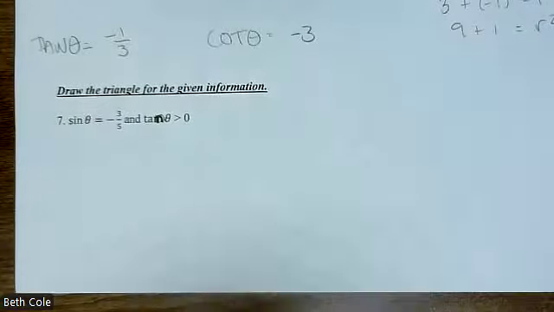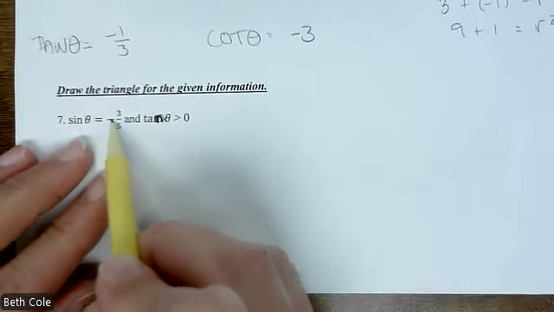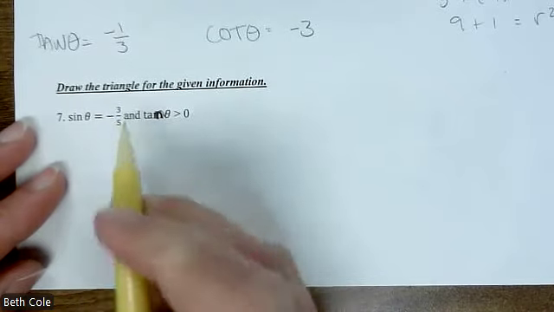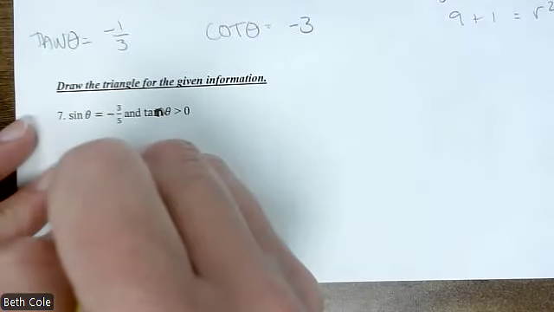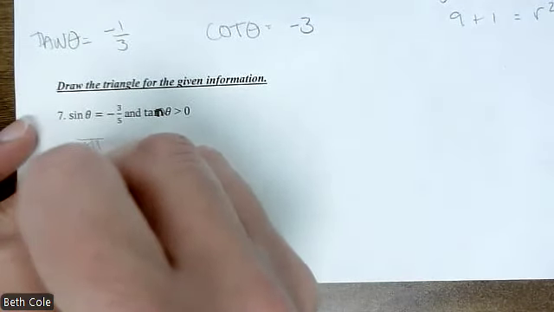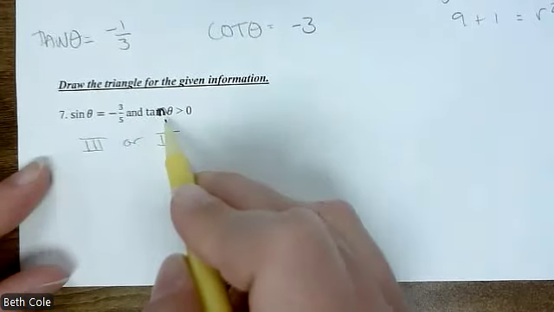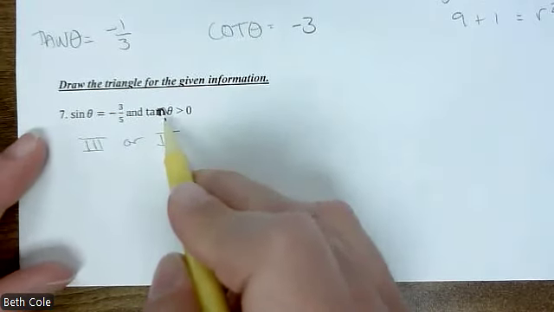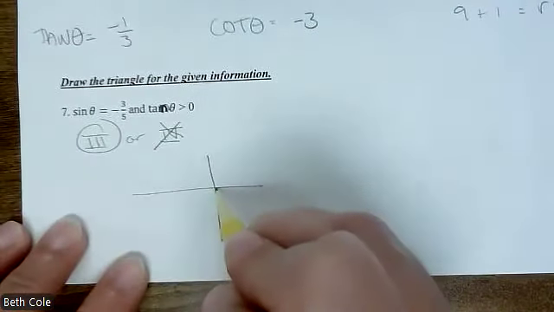So all we're going to do for this one is draw the triangle. I'm not going to make you list out all the things. So we're going to play the name that quadrant game. Sine is negative. So which 2 does that narrow you down to? Sine is negative. 3 and 4. So it's 3 or 4. Tangent is positive, so 3. So you're going to draw your triangle in quadrant 3.